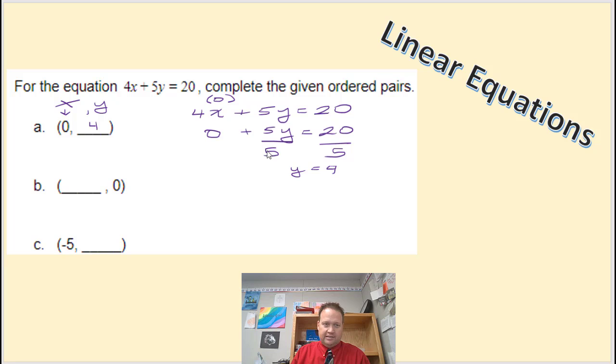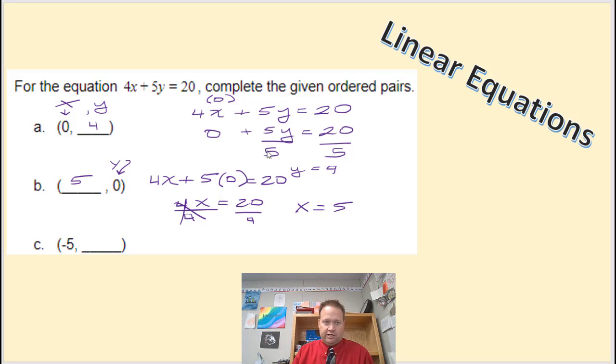So the next one is x and y, but they don't give me x, but they do give me that y is 0. And so we're going to rewrite that equation 4x plus 5y, but where it says 5y, it's going to be 5 times 0. That equals 20 also, because that's what the equation says. And now I have a new equation that says 4x equals 20, and when I divide both sides by 4, and the 4's cancel out, I end up with x equals 5. So x equals 5 when y equals 0.